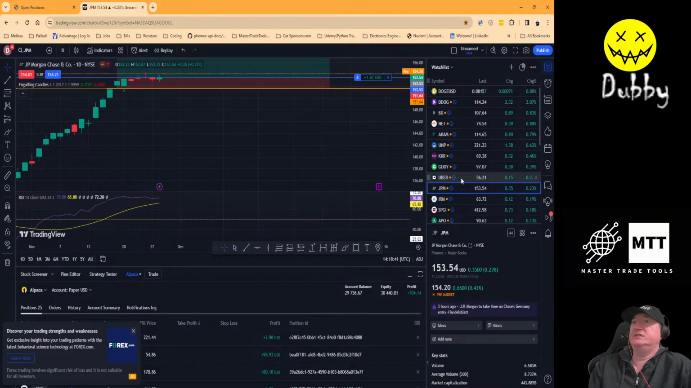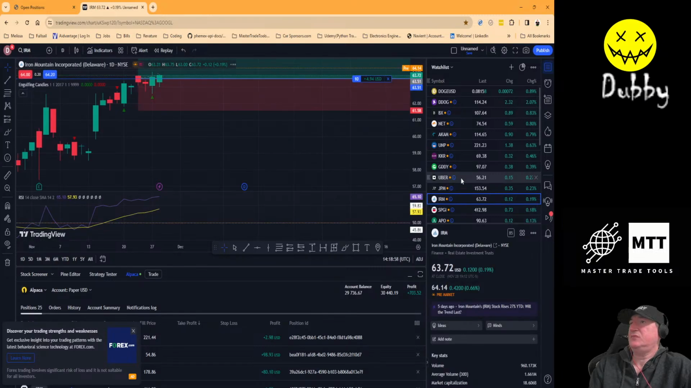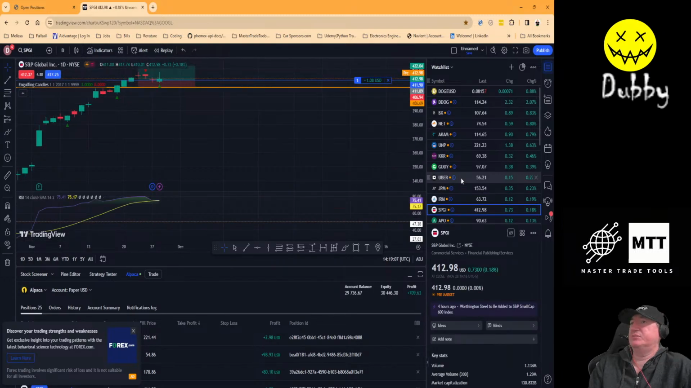JP Morgan, it's in our red range, but it looks like it's about to come out of it. Actually, given the pre-market movement, it's actually out of our red range, and now it's into our actual profit range. Let's see, IRM, Iron Mountain, it's in our profit range, but got quite a ways to go before it gets to our take profit point. This one is right on the cusp of our profit range and our red range.